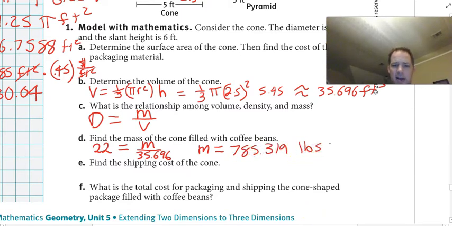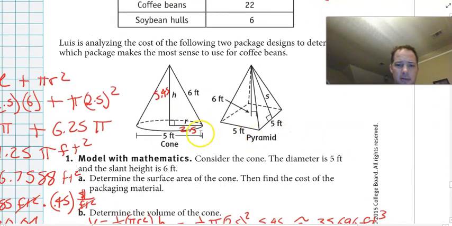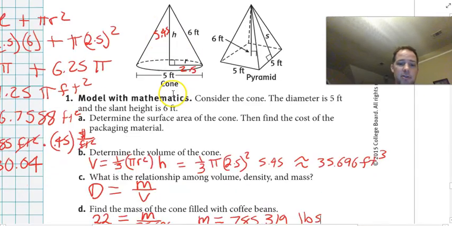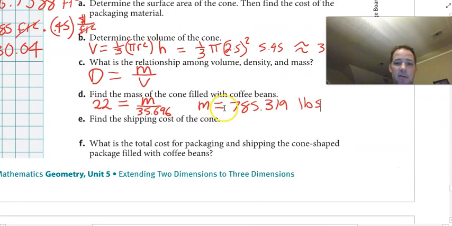Oh man, that's kind of a lot. Does this make sense for us? 785 pounds? Well, if you have a 5.5 foot tall container filled with coffee beans, it's probably 5 feet wide in diameter at the base, 5 feet tall. It's going to be pretty heavy. So this answer does make sense, 785, because it is such a big container.